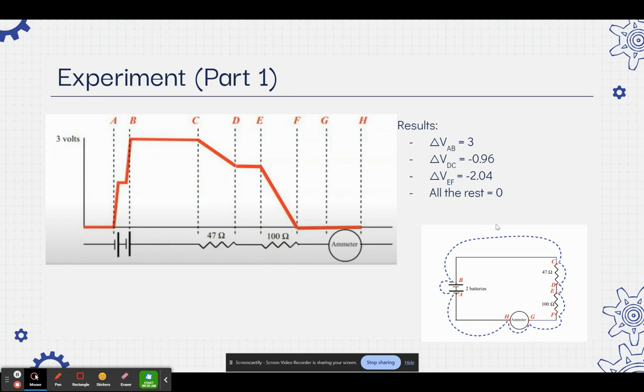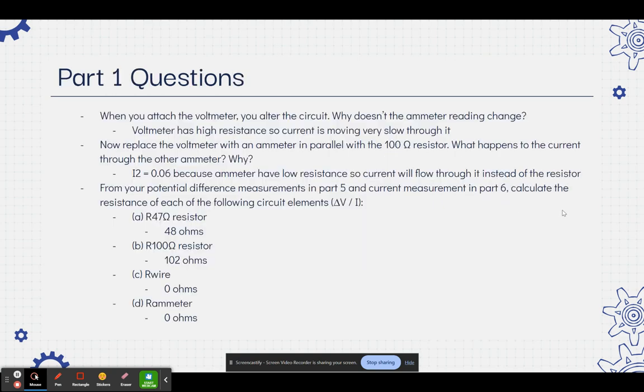Here are the results for the prediction of the change in voltage between different points throughout the circuit, as can be seen down here. The only three notable ones are the change in voltage from A to B is 3, from D to C is negative 0.96, and from E to F is negative 2.04. All the rest resulted in no voltage change.